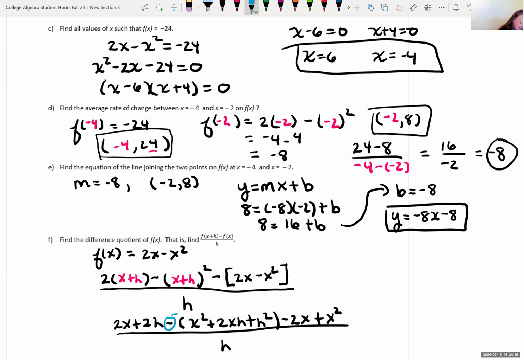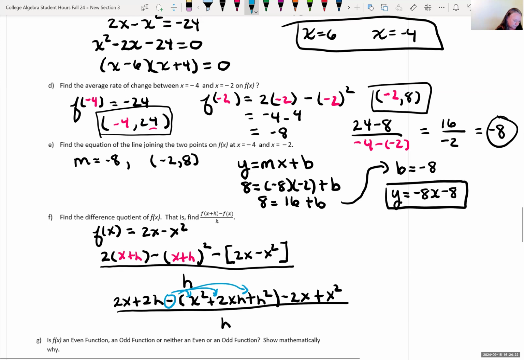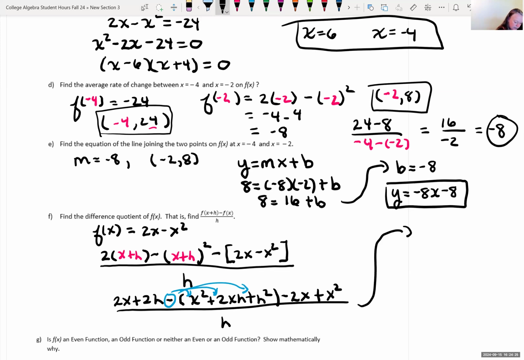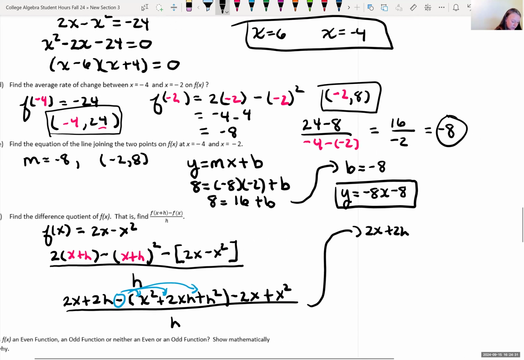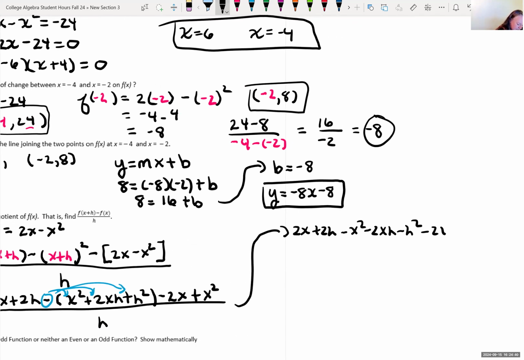Let's distribute our negative sign inside this parentheses here and combine like terms. So 2x plus 2h. Now distributing my negative, I have minus x squared minus 2xh minus h squared. Copying down another piece, minus 2x plus x squared all over h. Cancel out terms that are like. I notice I have a positive 2x and a negative 2x. Those cancel. I have a negative x squared and a positive x squared. Those cancel. I notice that all the terms that are left in the numerator all have an h in common.